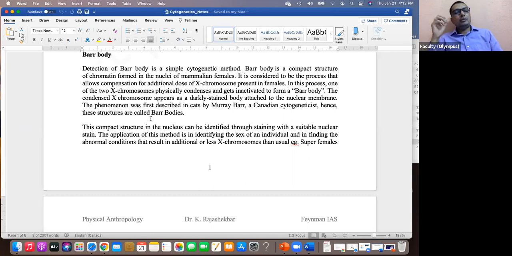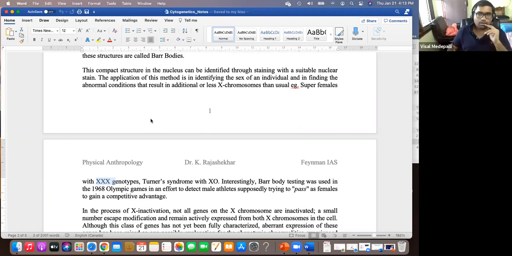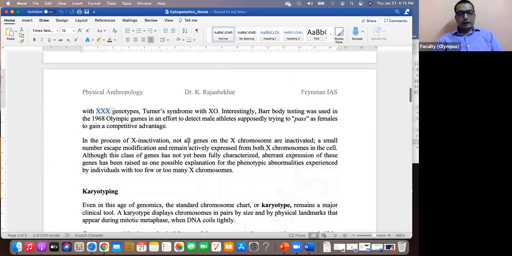The next thing we talked about is number of bar bodies. Normal females will have how many bar bodies? 1 bar body. Super females have how many bar bodies? 2, leaving out 1 X chromosome. So the rest of the X chromosomes will be inactivated. So always it is number of X chromosomes minus 1. So 3 X chromosomes in super females, 3 minus 1, 2 bar bodies, 1 normal X chromosome. How many bar bodies are found in males? None. 0. Good. That's about bar body technique.